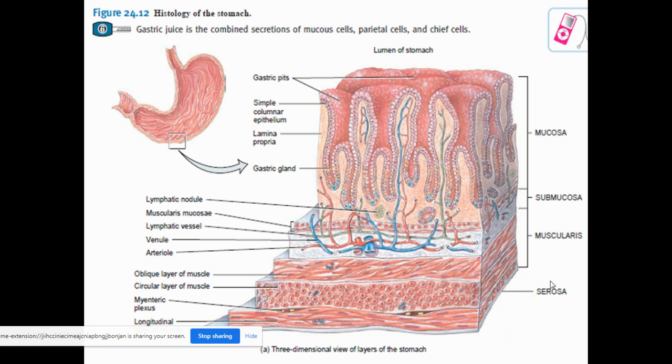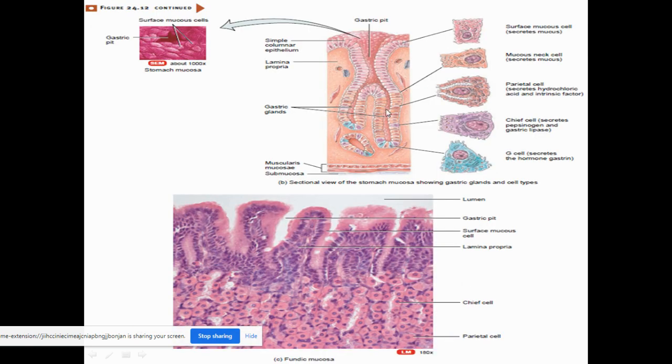So it is a part of the visceral peritoneum, which is the total covering of the organ stomach. Okay, now we will see the different cells of the gastric gland.